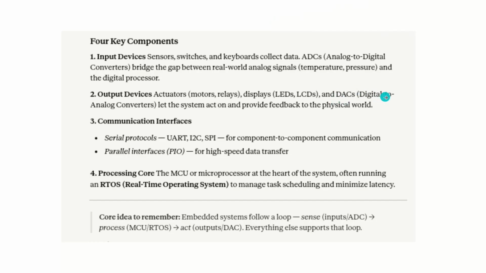Now we have DACs, that is digital to analog converters. That is, after you get that output, you have to see it in analog form itself. So there is a DAC in the output device too. This system acts so that we get it in the physical world. So there are displays and actuators, and displays for seeing the output. These are the output devices.